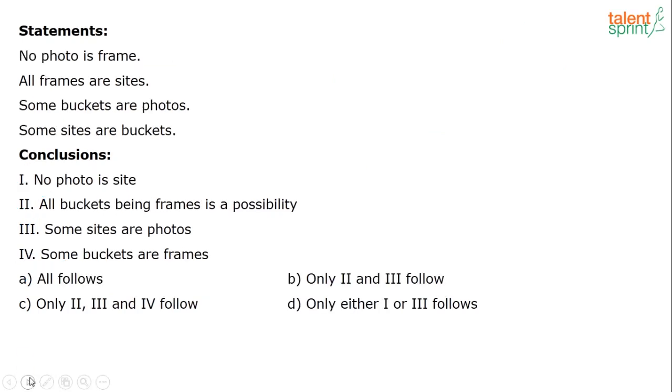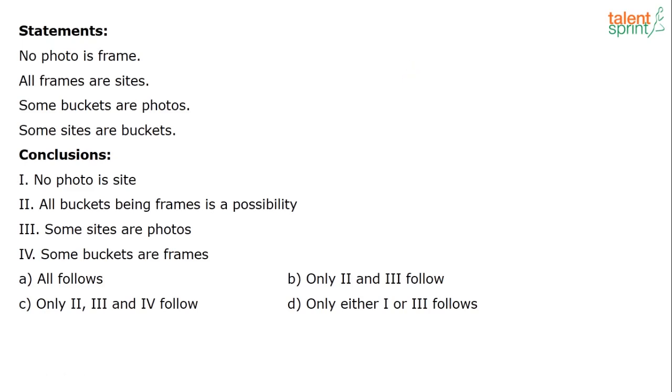Next question is there on your screen. Look at the options and the conclusions. I said there is something called a complementary pair, right? Complementary pairs are two conclusions which have this pattern: if one conclusion follows, the other conclusion fails, and vice versa. If you look at the conclusions here, no photo is site, some sites are photos. So there is a complementary pair there, so look out for them when you find the answer.